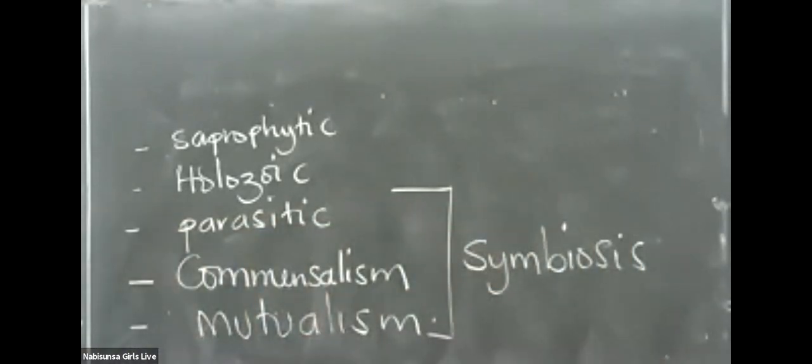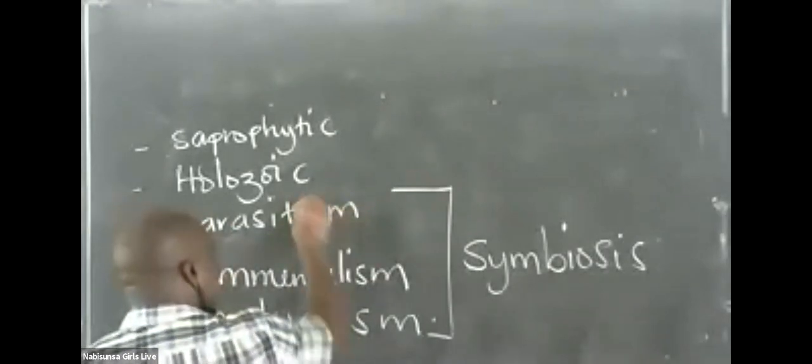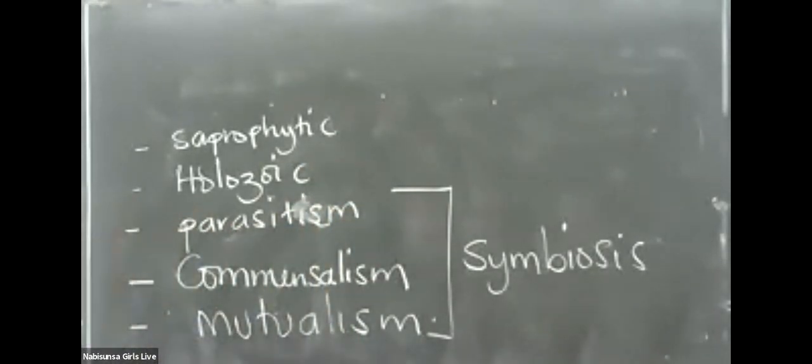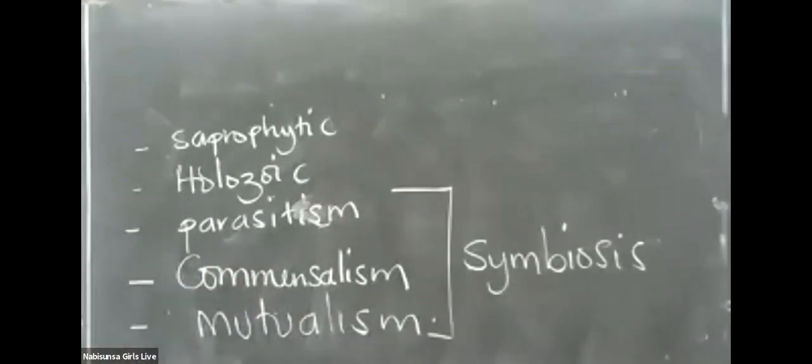I don't know if it makes sense. Is there any person who makes sense out of what I have written there? You can put up your hand and tell us. I have written mutualism, commensalism, and maybe actually let me even write this one, parasitism. Is there any person who makes sense out of what I have written there?